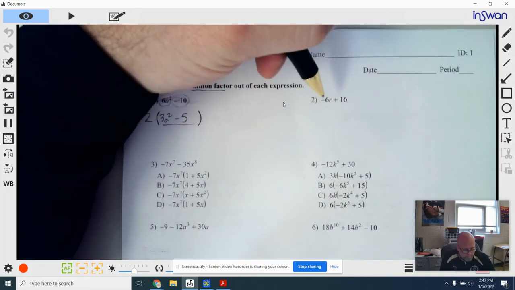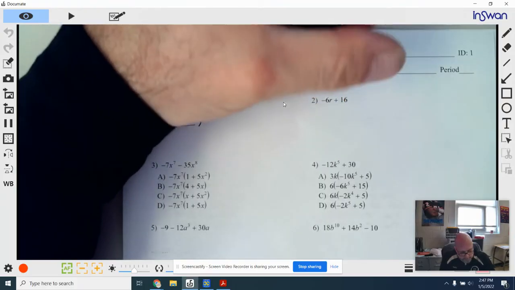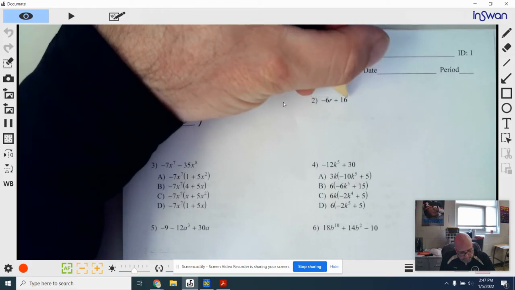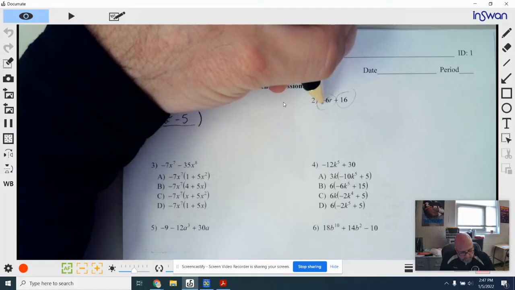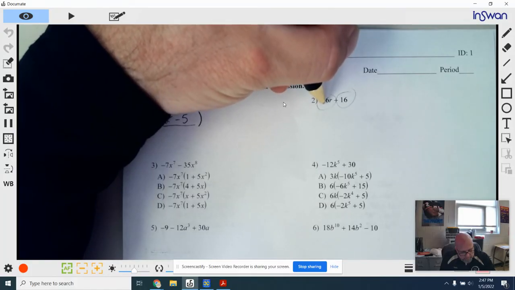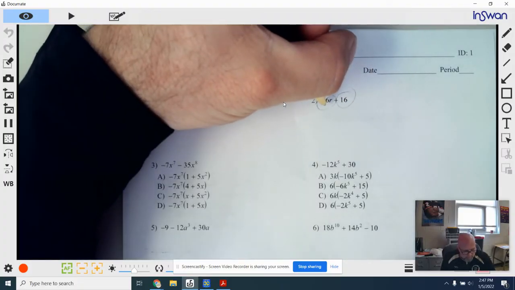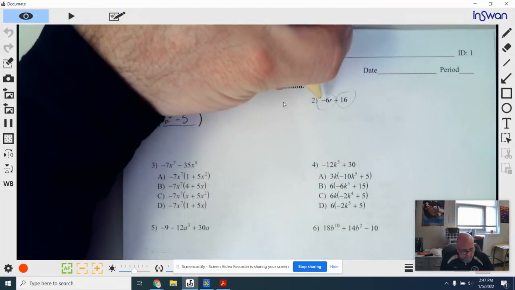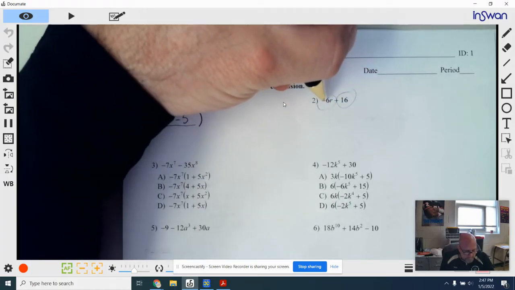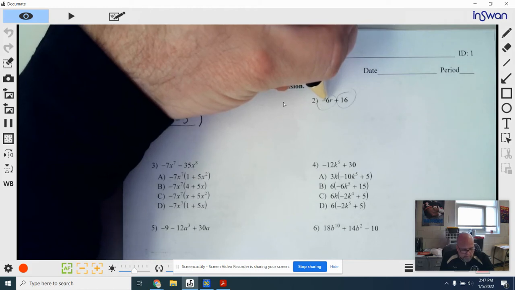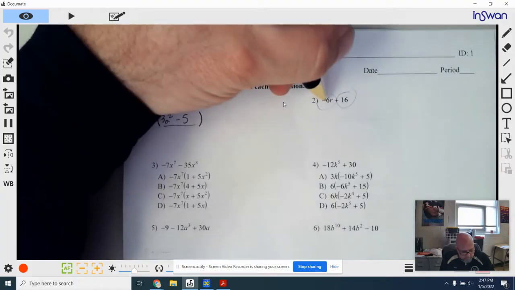Okay, number 2. We have negative 6r plus 16. Again, I'm going to look for the biggest number that goes into both of these pieces. And sometimes it's done differently. People factor differently, and you'll see some of these answers down below are a little bit different depending if you pull a negative out with the leading coefficient or if you leave it. I always like to pull out this negative if it's on the leading term inside your polynomial.